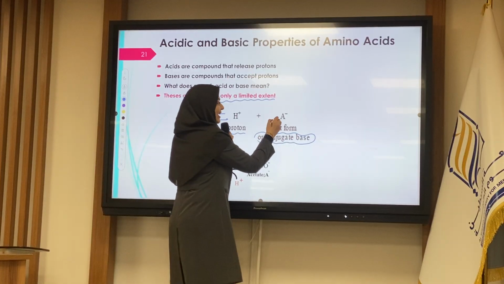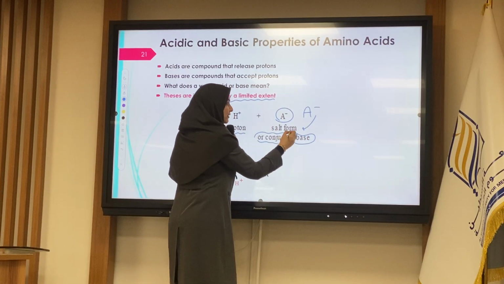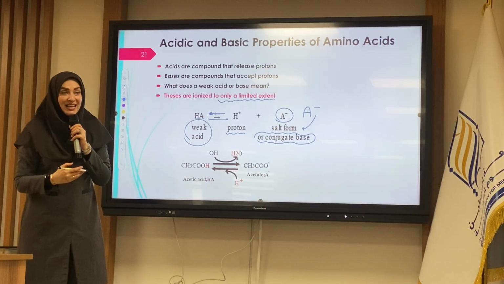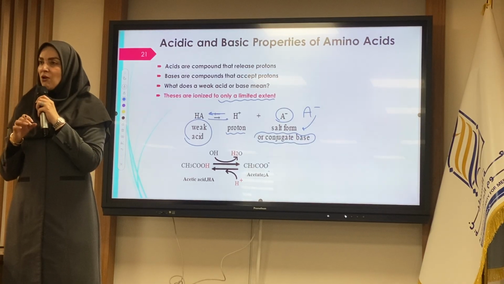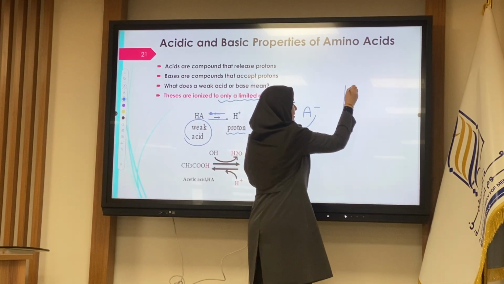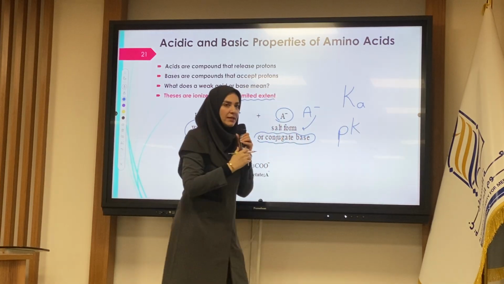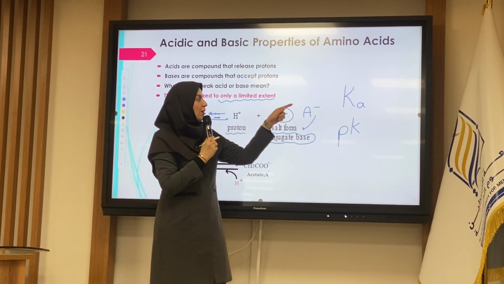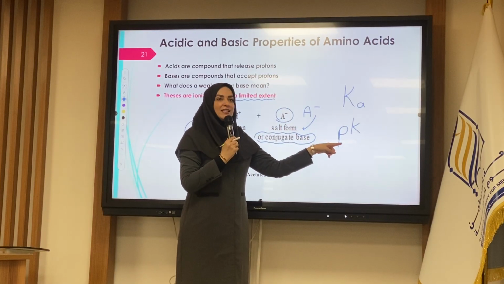So you should know that A minus means that you have a salt form or conjugate base. For example, sulfuric acid is a strong acid, but some acids are considered weak. But we have one definition. You remember dissociation constant and pK. Whenever you have a strong acid, the value of the dissociation constant is high. What about the pK? Low.